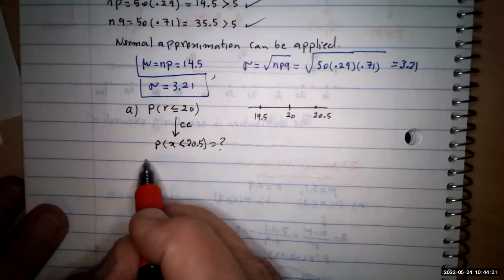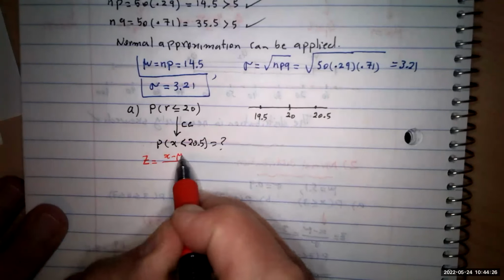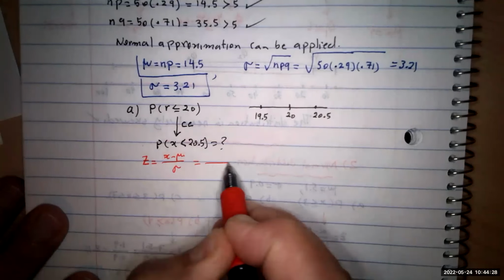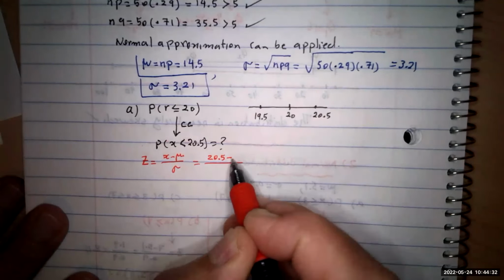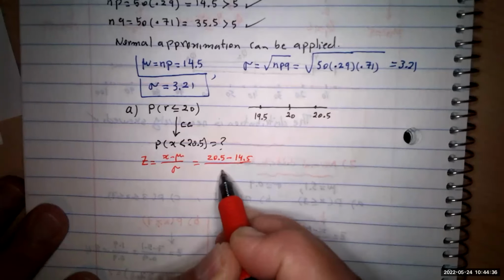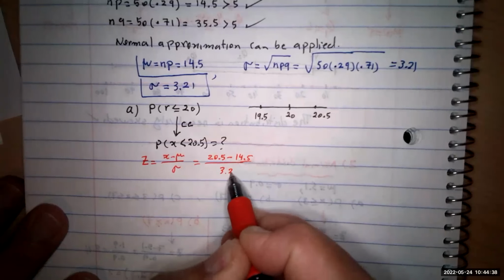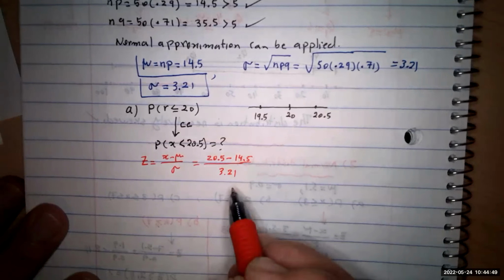Now from now on, it's the Z table and Z numbers, you're done. So we go with the Z. Z equals X minus mu over sigma. You can use your calculator at this time. That gives you 14.5 divided by the sigma, which is 3.21. So we get this number to get the result.